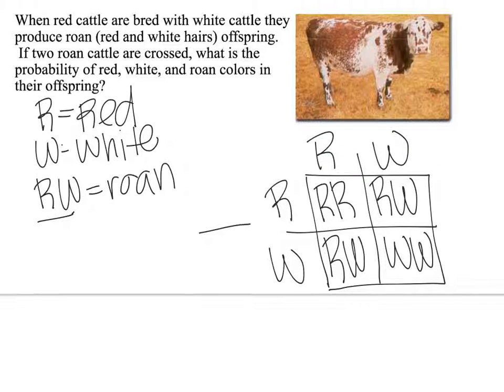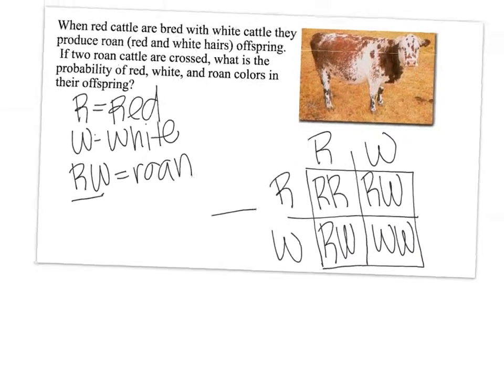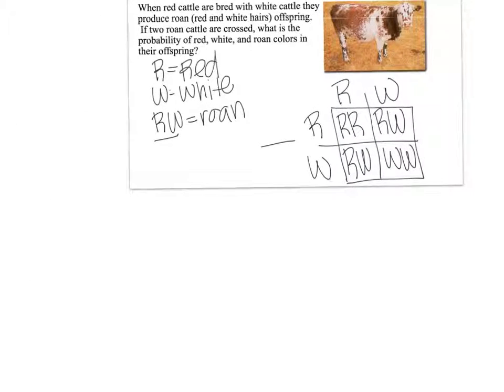So both incomplete and codominance are actually a little bit easier to deal with than normal dominant recessive, because you'll notice that your heterozygous individuals, their phenotype is different from the homozygous individuals. And so you can always tell the genotype based on the phenotype for this type of inheritance pattern. So we want to know the probability of red, white, and roan colors in their offspring. You always go back to the question being asked.